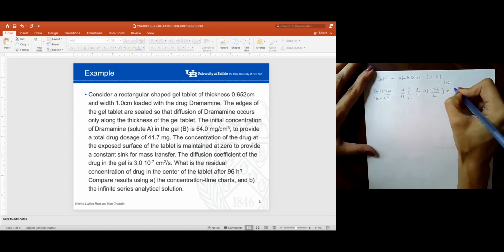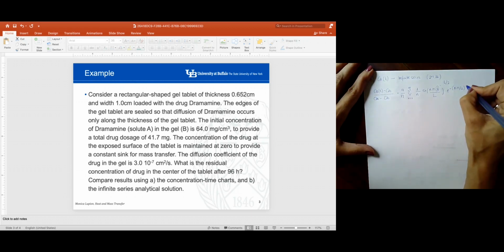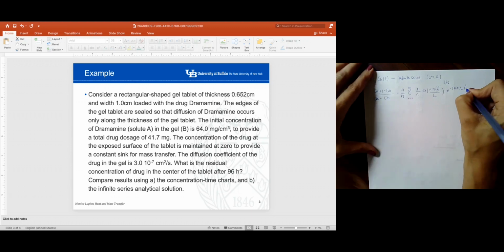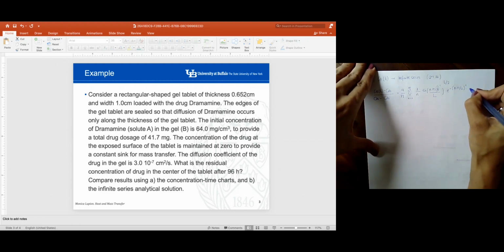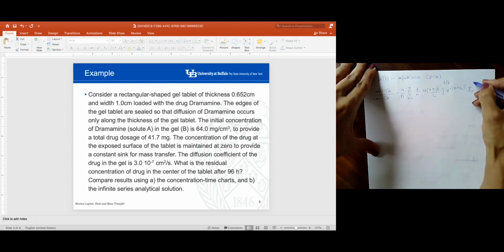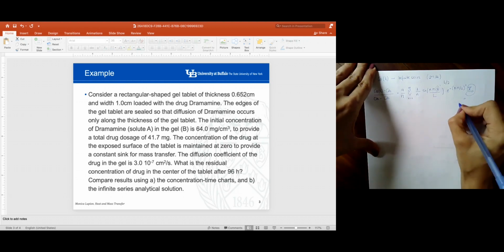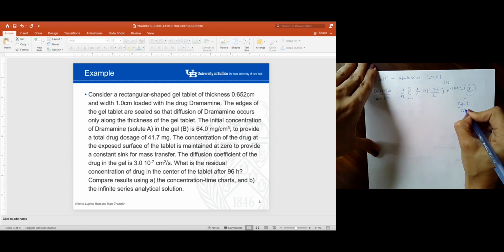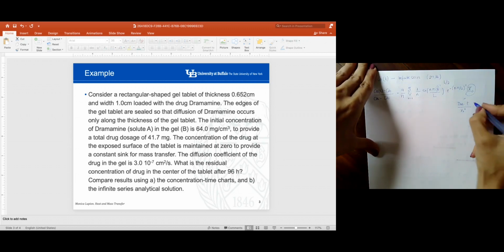Times e to the minus n pi over 2 raised to 2 times xd, and xd is defined as the diffusion coefficient times t divided by x1 squared that we calculated in the previous section. So this is equal to 0.976.